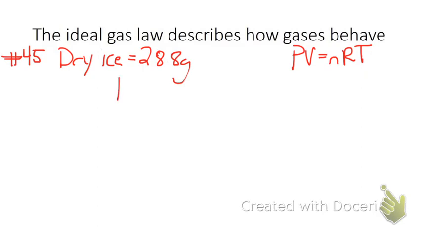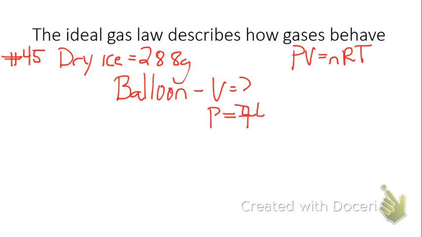The balloon we put it in has a volume. That's what we want to find. So we want to find the volume. But we know when all of the dry ice sublimates or turns into gas, the pressure is 742 millimeters mercury, and the temperature is 22 degrees Celsius.